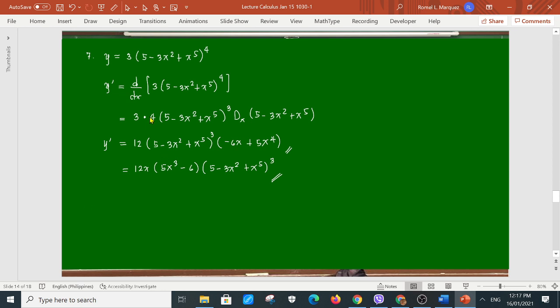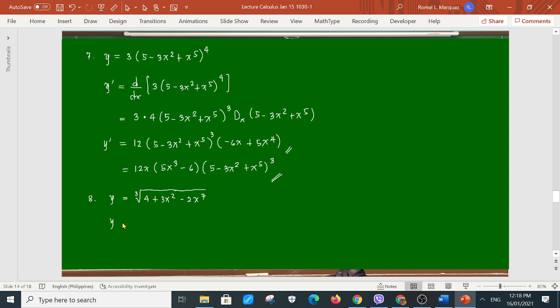Now, it doesn't mean that you have to write detail, no? Like this. Y prime, you can go immediately. 4 times 3, then copy the minus 1 derivative of the base. As in like here. Let's say number 8. So if I have y equals cube root of 4 plus 3x squared and then minus 2x to the 7.